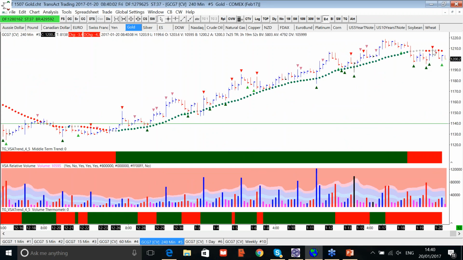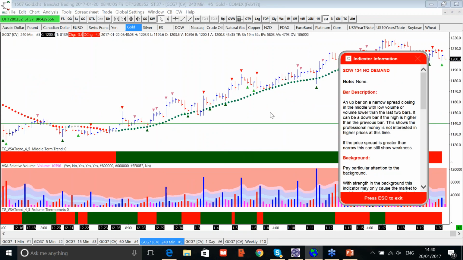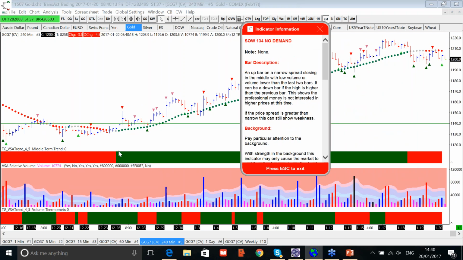The 4-hour chart, what do we see over here? No demand 20 hours ago. Notice, please, on this no demand bar, look at the medium-term trending system that we use. Look at the color of the dots, which are the trending system. There's the 1200 hit again. Look at the color of the volume thermometer. Red, red, red. And that's on the 4-hour time frame, which is the bigger time frame.